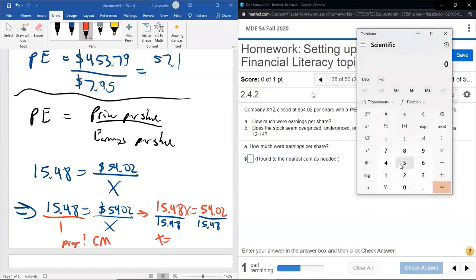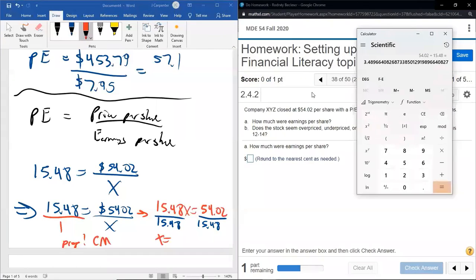Let's actually do it, 5402 divided by 15.48. Let me check my numbers since I'm going with one eye right now. I'm not even being sarcastic. 5402, 1548. All right. Drum roll, we hit enter. We get 3.489. They asked to round to the nearest cent.